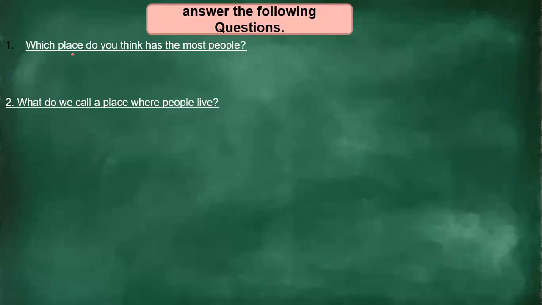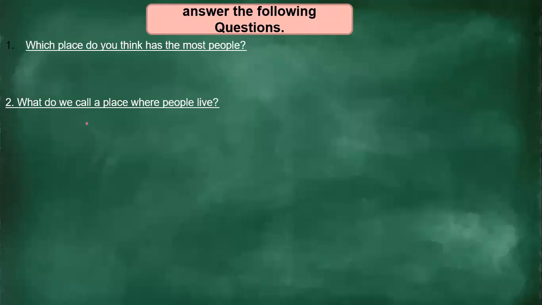Which place do you think has the most people, among those settlements that we have discussed? Litlonto: It's called a city, ma'am. Fantastic. That's correct. Thank you, Litlonto.